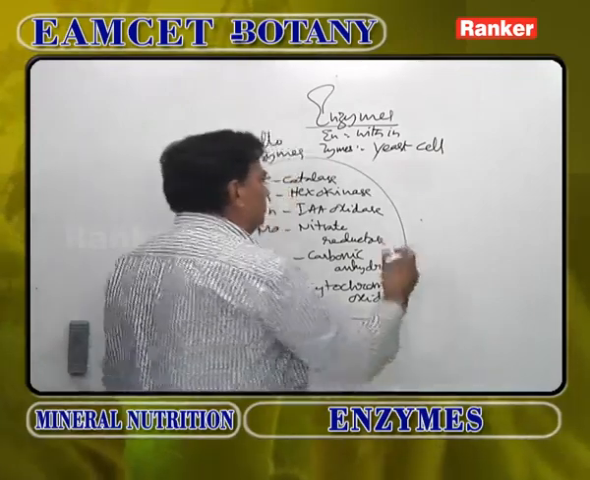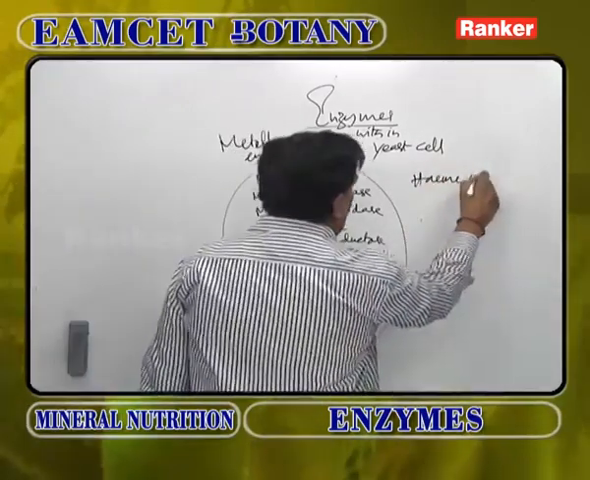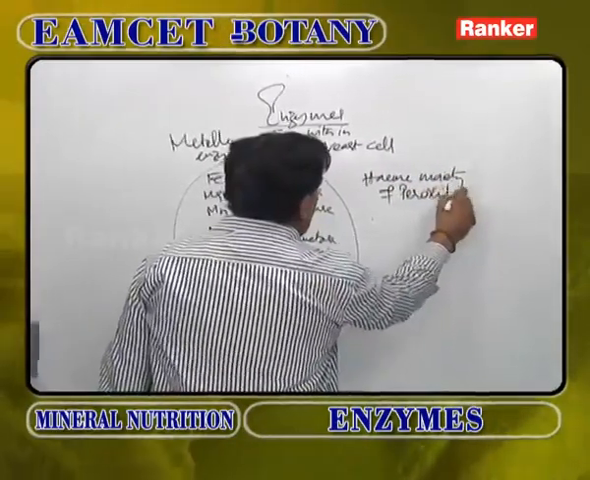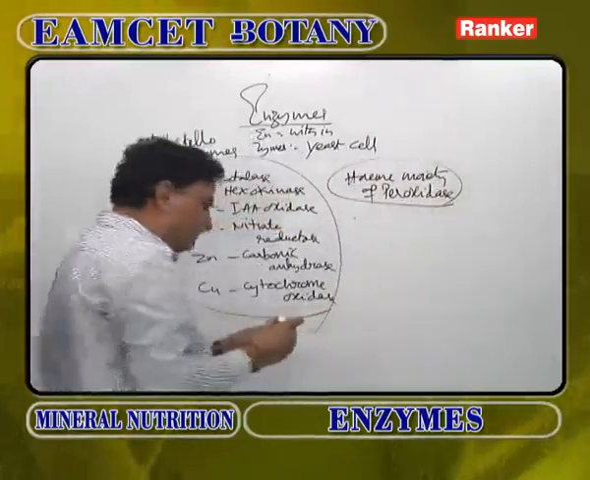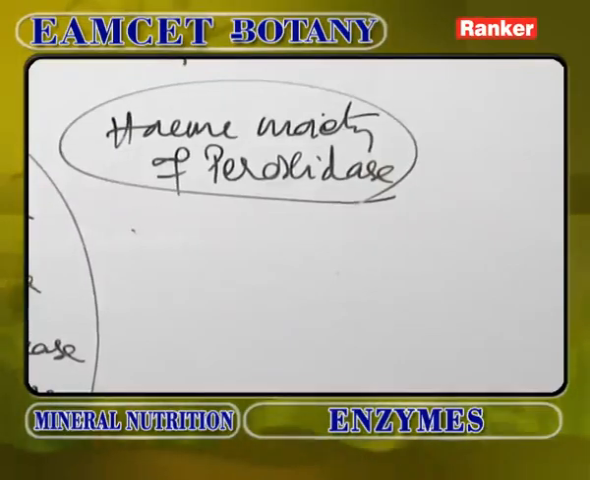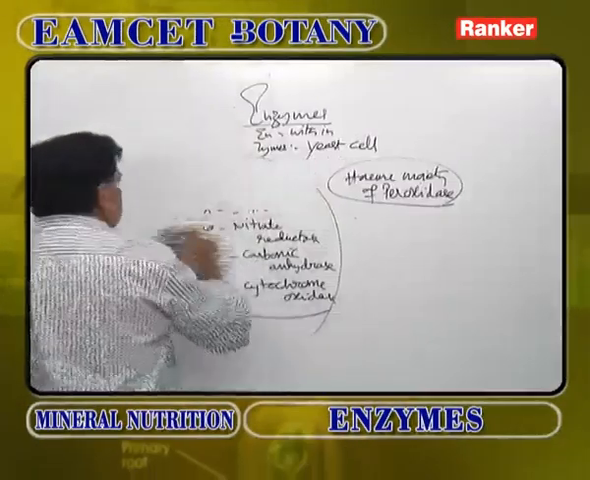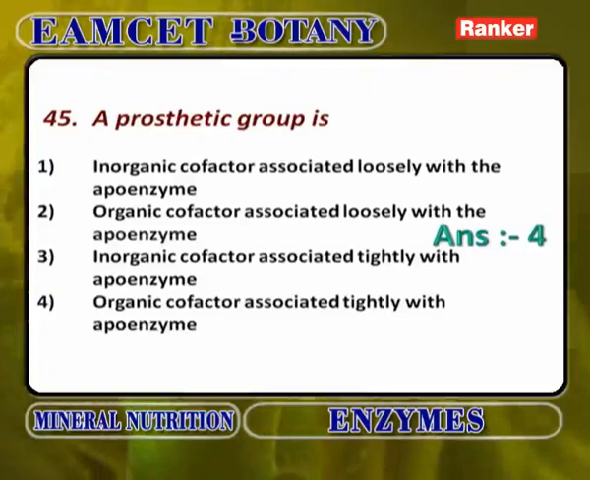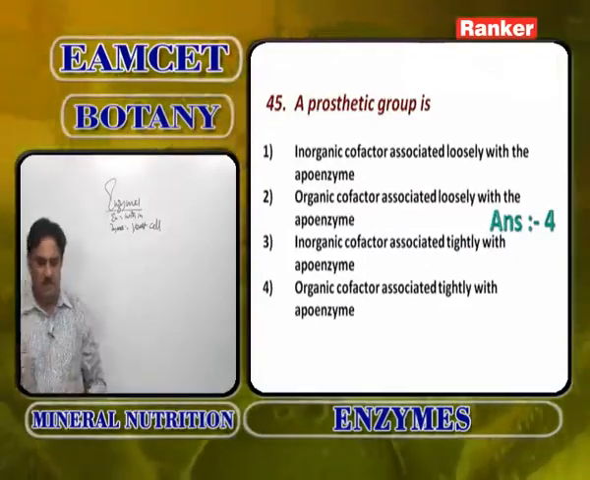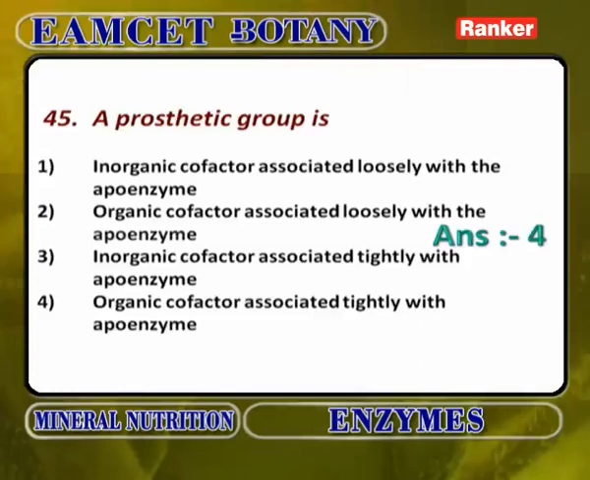Attached to apoenzyme. The best example is the heme moiety of peroxidase. The heme moiety of peroxidase is popularly called a prosthetic group. So, a prosthetic group is the organic cofactor which is very tightly attached to the apoenzyme. Inorganic cofactor associated loosely with the apoenzyme is wrong. Organic cofactor associated loosely with the apoenzyme is a coenzyme. Inorganic cofactor attached tightly with apoenzyme is wrong.